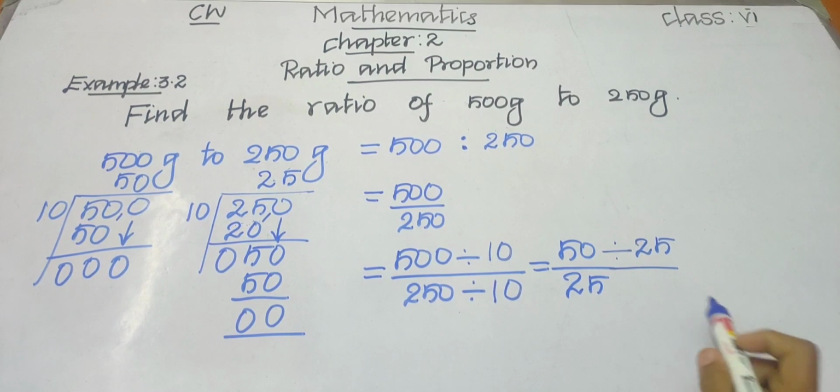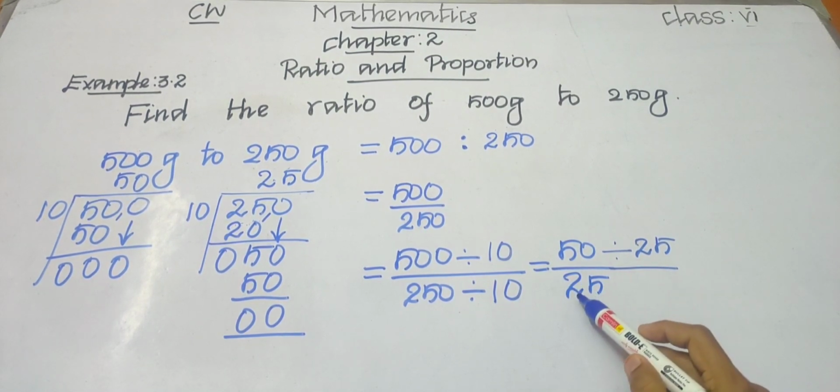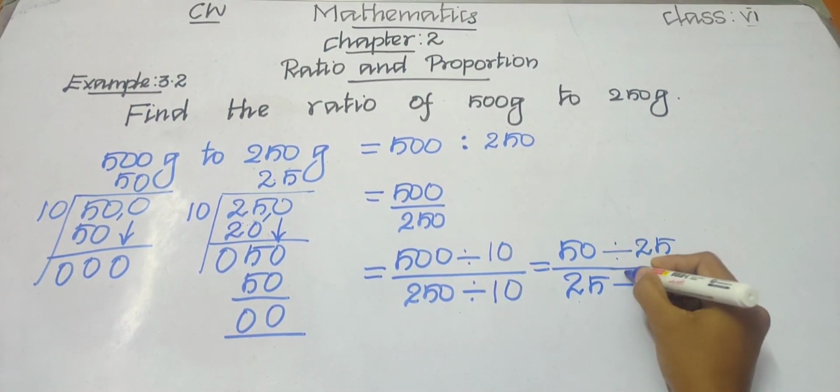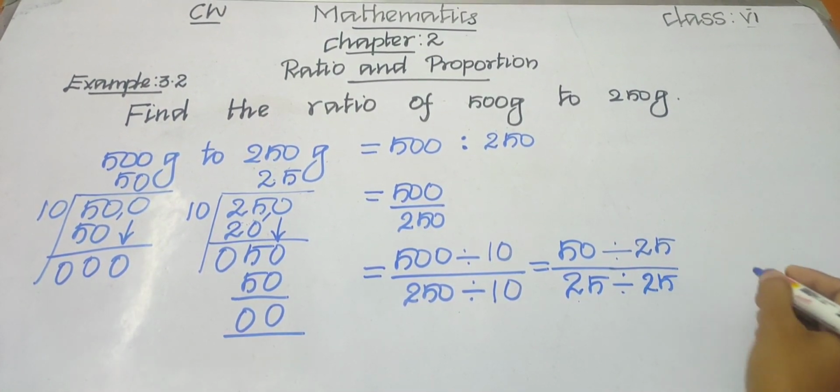So why are we choosing 25? Here we have 25, here we have 50. One 25 is 25, two 25s are 50, right? So that we can divide it very easily. So we are going to divide it by 25. Okay, children, now what will you get as the answer?